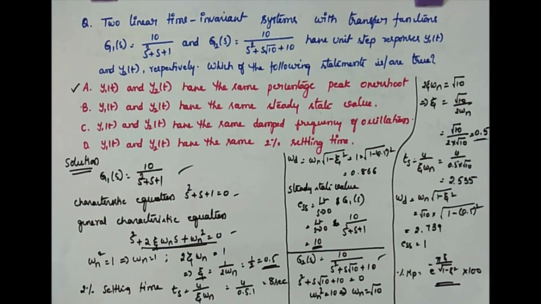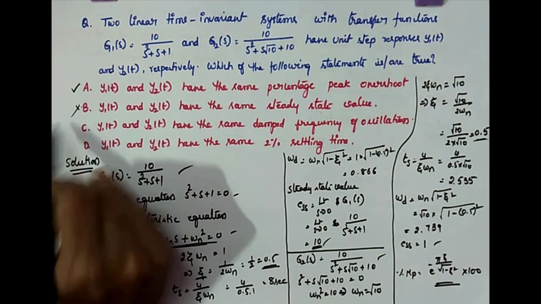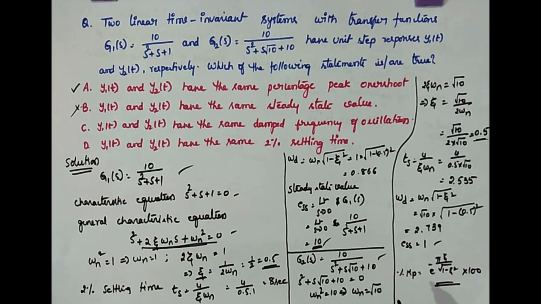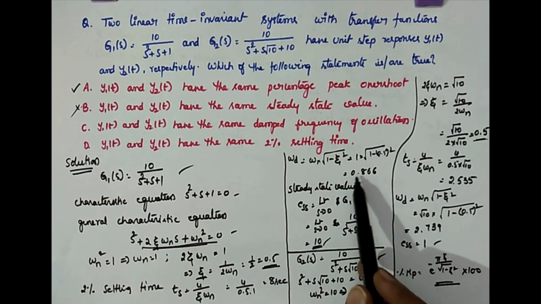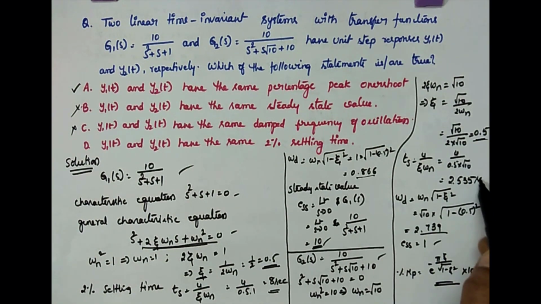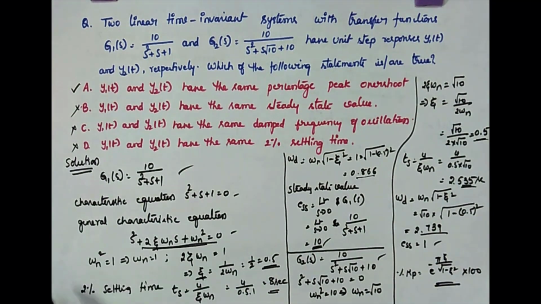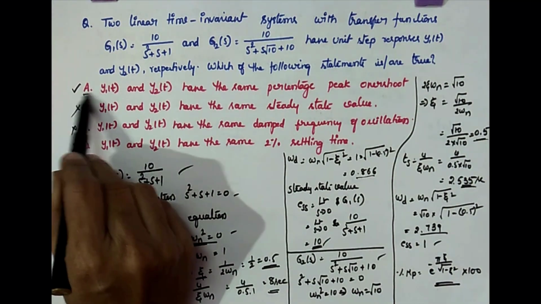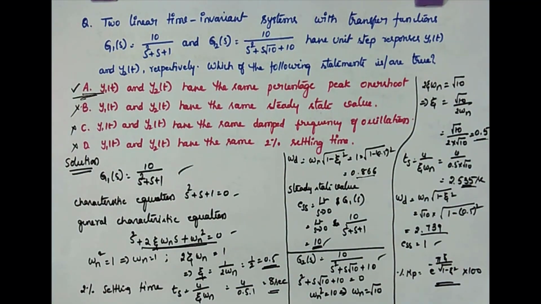Next, same steady state value. Here it is 10, here it is 1. So not correct. Same damped frequency of oscillations, that is ωd: here ωd is 0.866, here ωd is 2.739. So it is also wrong. Next, same 2% settling time: here it is 8 seconds, here it is 2.535 seconds. So this is also not correct. So the answer is only option A.